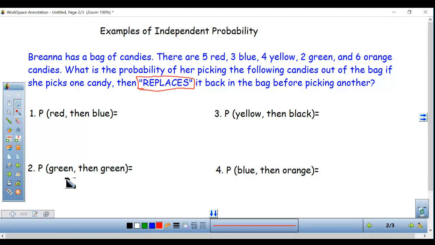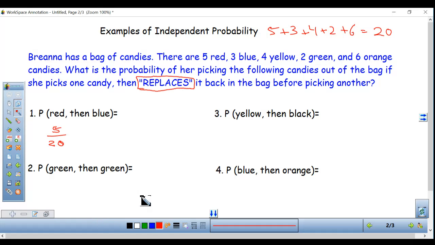Number 1 says the probability of picking red, then blue. So let's look at red. Well, first of all, before we do anything, we have to figure out how many total candies there are. There are 5 red, 3 blue, 4 yellow, 2 green, and 6 orange. If we add all these numbers up, we should get a total of 20 candies. So back to number 1, the probability of picking red and then blue. Well, we know there are 5 red out of a total 20 candies.